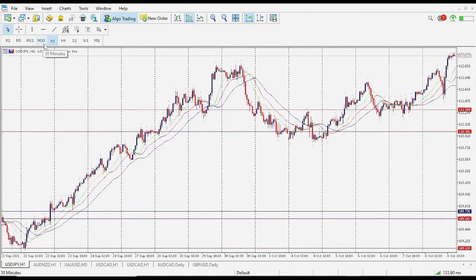Now, if you should go to the 30 minutes, you get a closer look so that you can actually get that 10 pip stop loss that you're looking for. Now, you can do it on the 1 hour, but on the 30 minutes, you can see it more clearly, and that's why I said 30 minutes. So let's go and pick some trades.